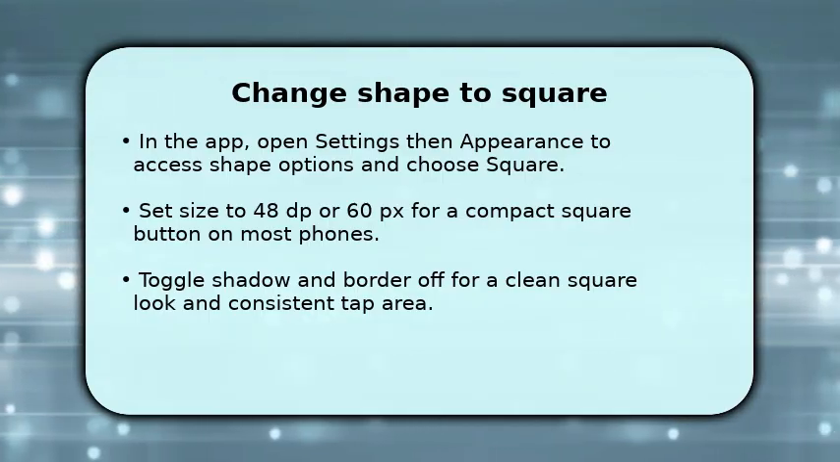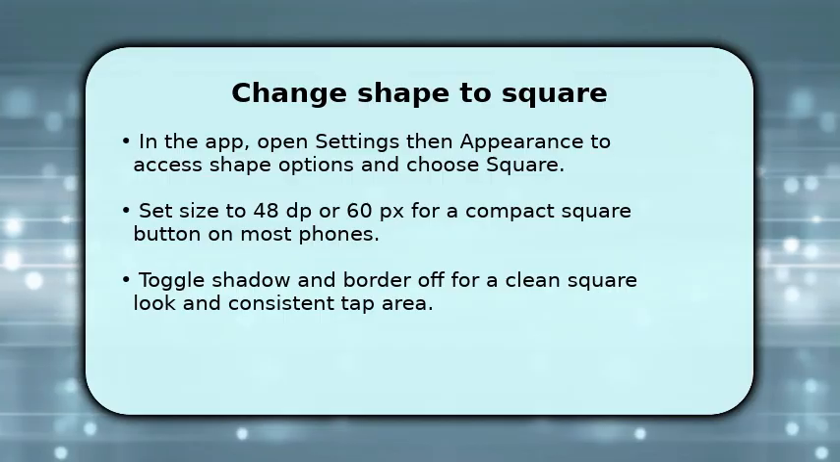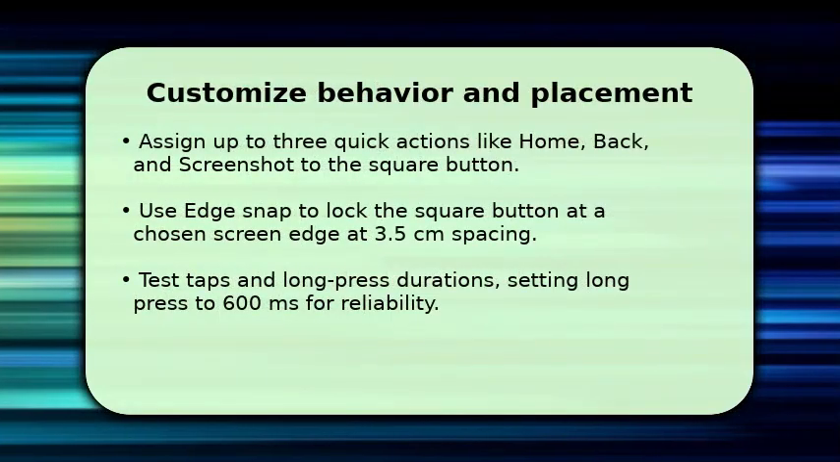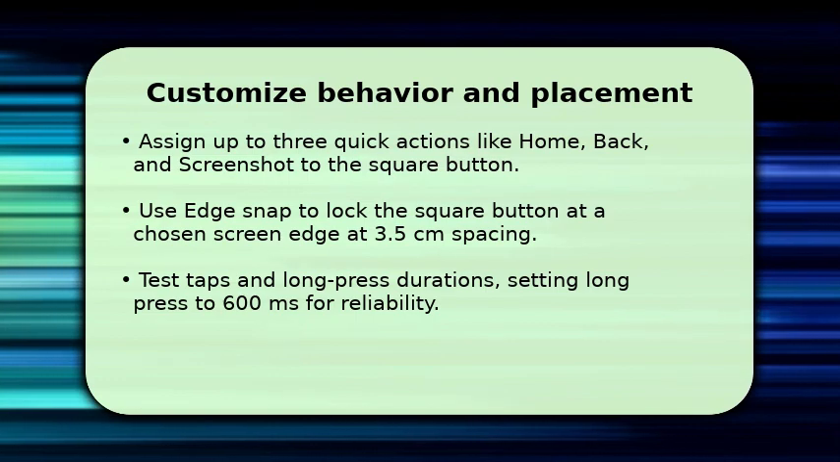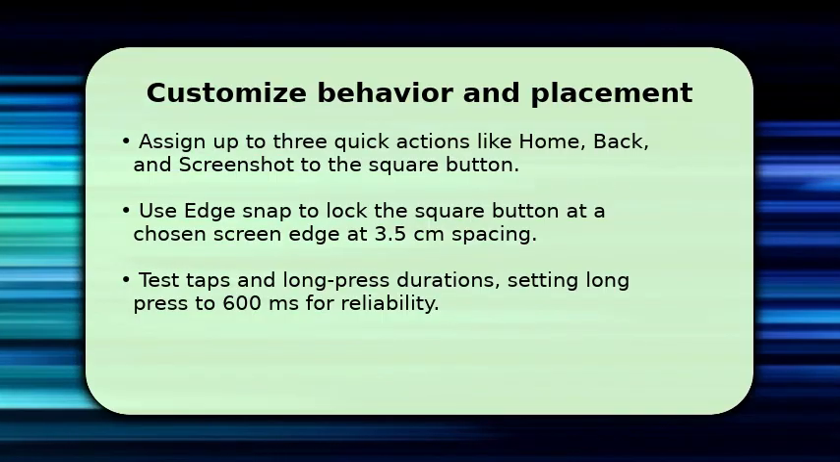apps and screens. Tap Actions or Shortcut settings to assign quick functions to the square button. Choose core shortcuts like Home, Back, Screenshot, and Recents for everyday use. Use Edge Snap or Auto Dock to lock the square button to a preferred screen edge. Set the snap offset to roughly 3.5 cm from top or bottom for comfortable reach.